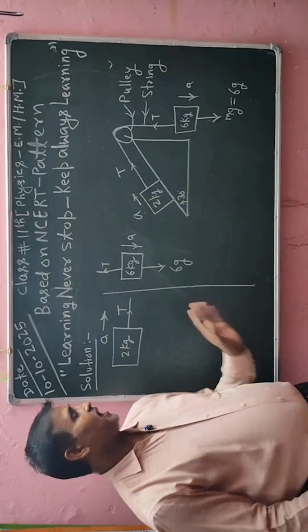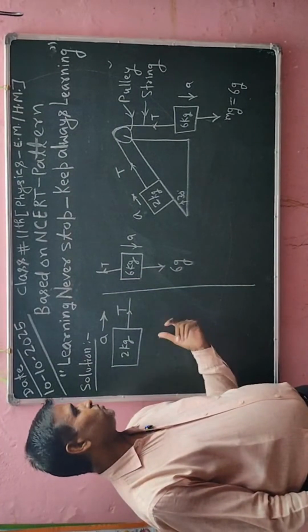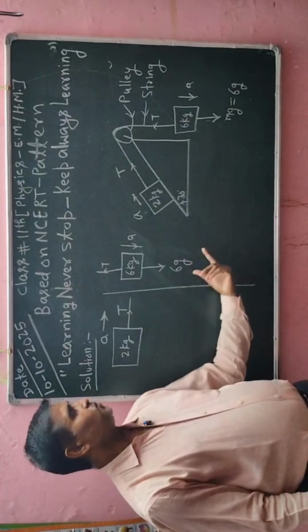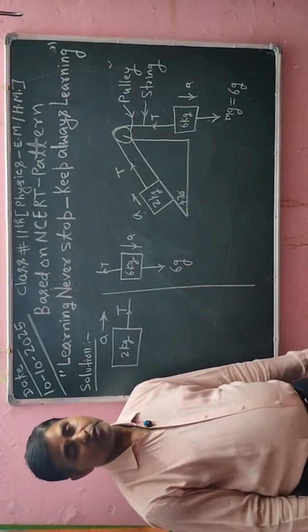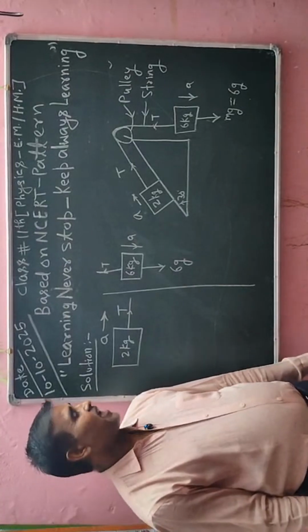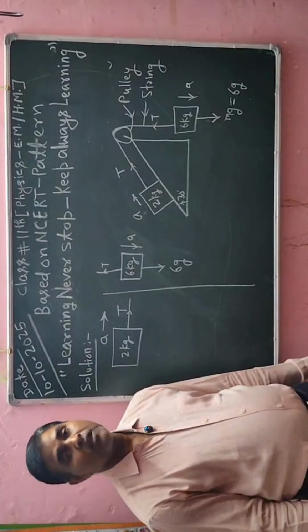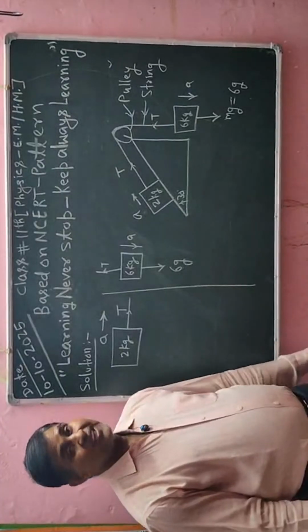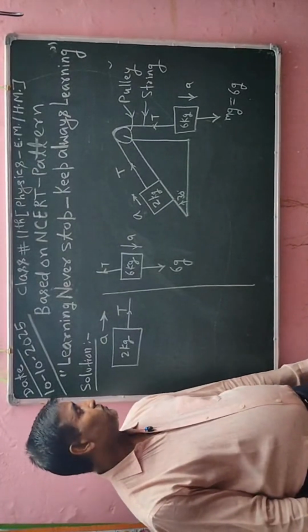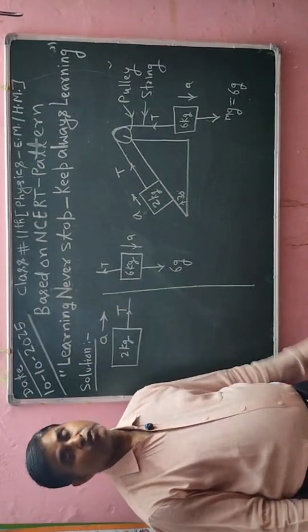Now here I will apply Newton's second law of motion in the first figure, and also in the second figure, and I will get two equations in two variables. Then I will use the concept of substitution or elimination method to get the value of a and also the value of T.